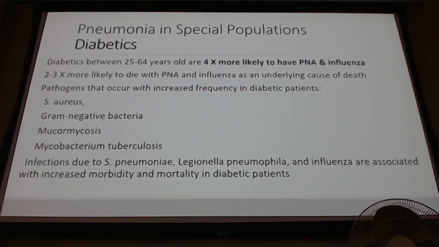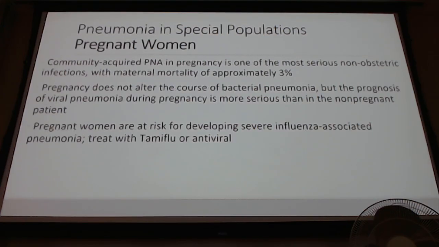And we want to consider diabetics as well. They are 4 times more likely to have pneumonia and influenza. They have a higher mortality rate if they're diagnosed with those. So these are ones we want to consider, sometimes treating prophylactically, even if we don't have evidence of pneumonia, just because they're at a higher risk. And then they have increased frequency of those atypicals and staph aureus pneumonias. So some we want to consider as well.